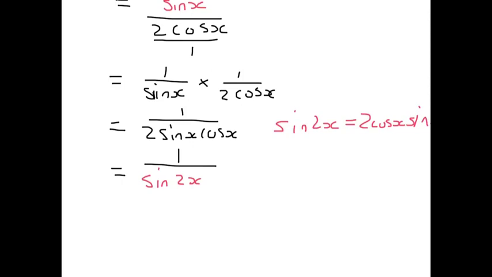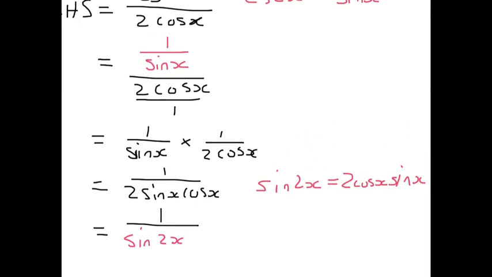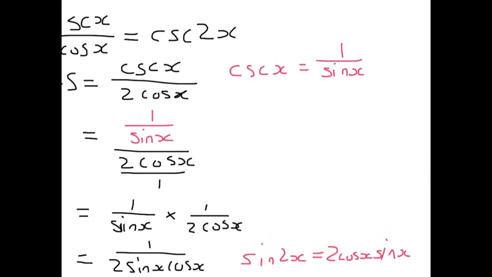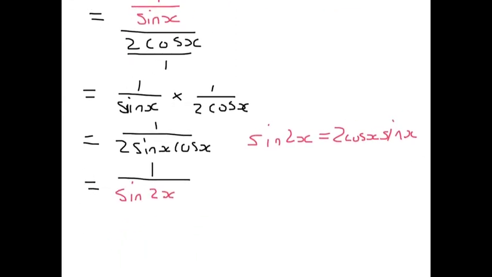Okay, and now according to the cosecant identity that I used before, where cosecant x was equal to 1 over sine x, well, that would be true also for cosecant 2x, right? Technically, I'll do it in blue. Technically, cosecant 2x is equal to 1 over sine 2x.